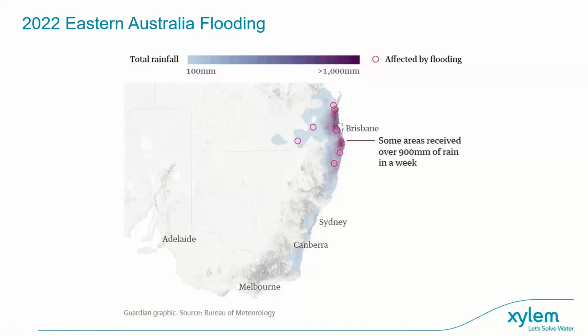So here's a map of Australia showing total rainfall and then some highlighted areas affected by the flooding. This is centered on, or this affects, Eastern Australia, and we're going to zoom in on Brisbane, where you can see there's a red circle. So it was affected by flooding, and you can see some other surrounding areas were pretty affected too. And then also highlighted here are some areas that received over 900 millimeters of rainfall in just 1 week.